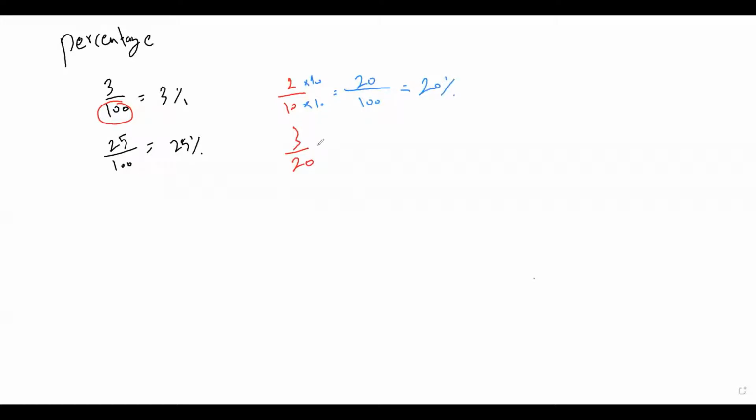Right? And here, all I need to do is multiply both numerator and denominator by 5 to make the denominator 100. So remember, the goal is to make the denominator 100. That's how I found this number 5 and this number 10 here. So here we get 100, here we get 15, and the answer is 15%, right?